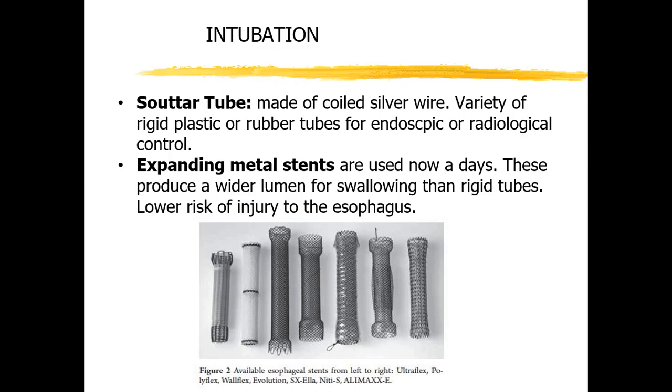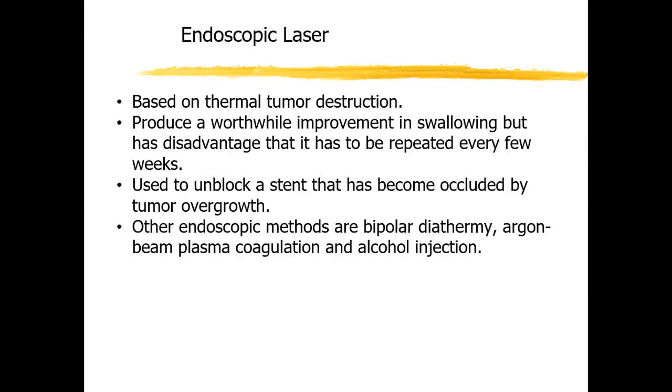Now intubation, there are different types of tubes available. Nowadays the commonest and good tubes are the expanding metallic stents. These are the self-expanding metallic stents which you have to put over there and then they will expand inside. Endoscopic laser therapy is based on thermal tumor destruction. You have to destroy the tumor by laser therapy so that there will be a space for deglutition and for taking the food down.